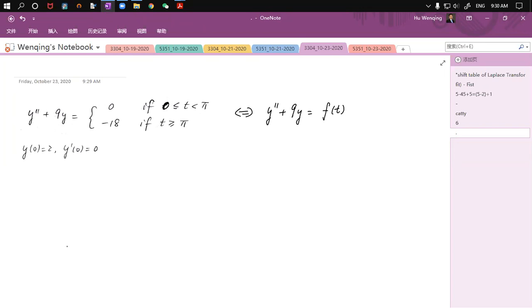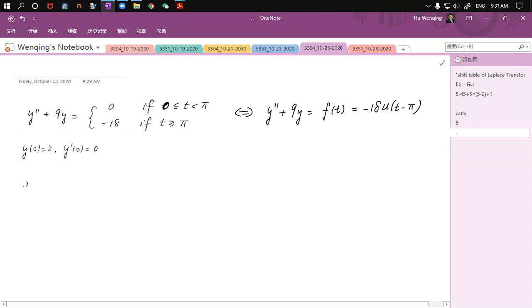For this typical type of example, whenever you have a step function, as we discussed in the last lecture, a step function can always be written as a combination of unit step functions. In this case, this step function is actually -18 u_pi(t), or maybe I will write it as u(t - pi). The unit step function, which has a unit step at point pi, is a good favorite. So that's -18 u(t - pi).